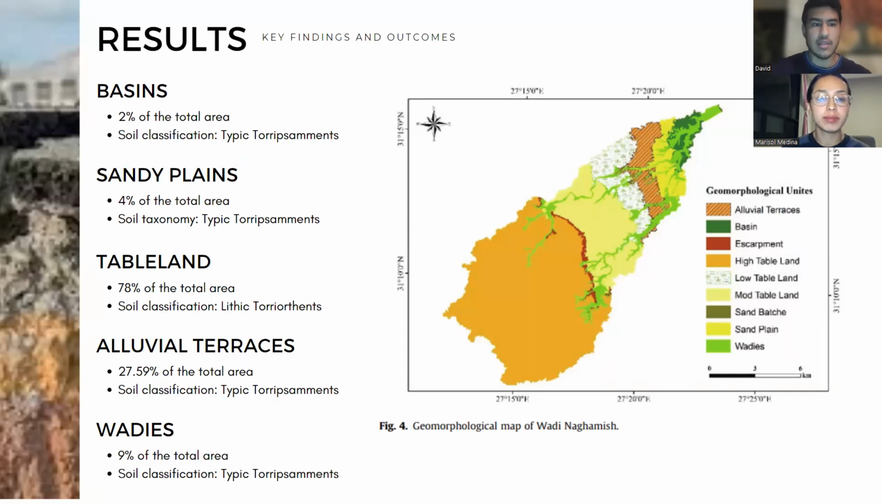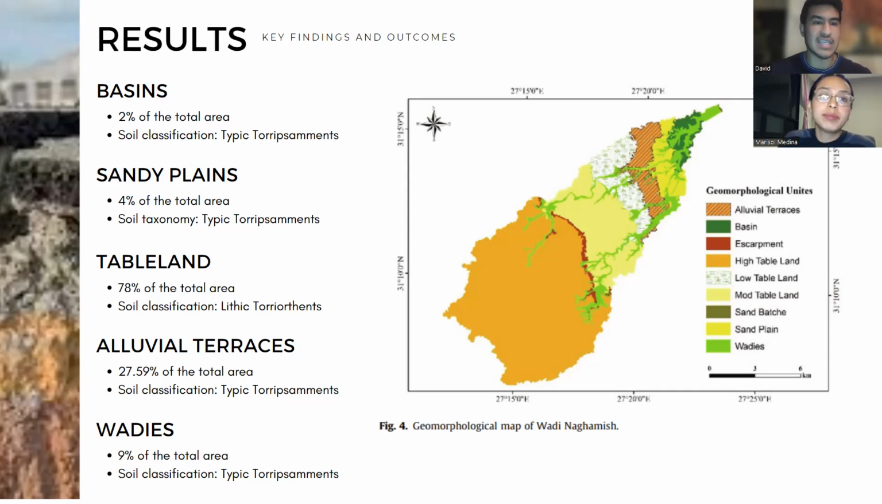The vast majority of the area are tablelands, which are flat surfaces. And it's divided into high table, low table, and moderate table, depending on the altitudes. And as you can see, it's 78% of the total area.